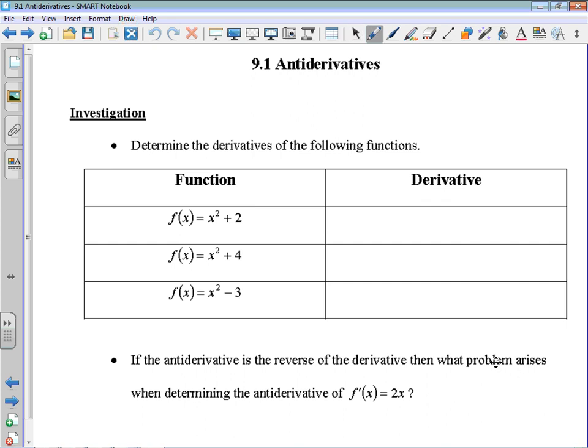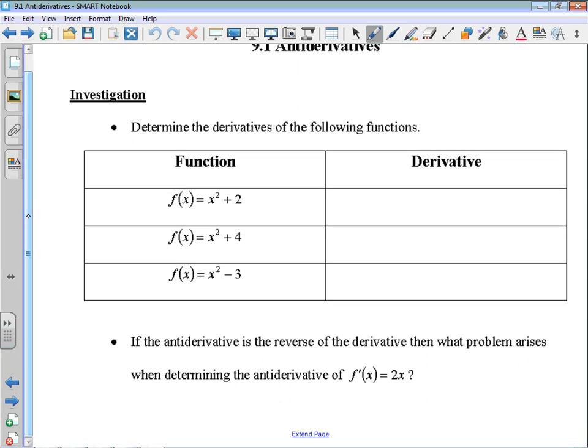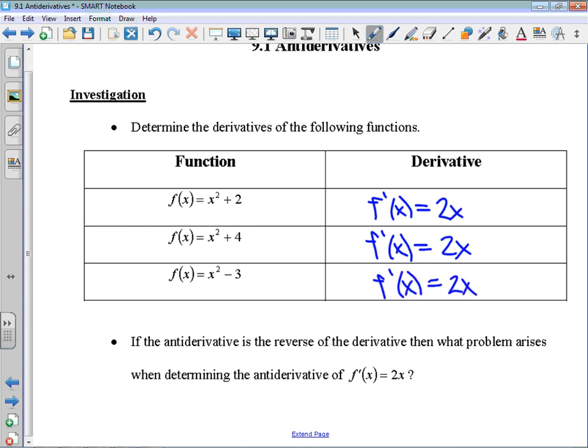So what they've done here is they've given us three different functions: x squared plus 2, x squared plus 4, x squared plus 3. And what we should notice here is that when we take the derivative for all three of these functions, I get the exact same derivative. Now, I am not saying that all three of these f of x's are the exact same function. They're not, right? The first one is x squared moved 2 units up. The second one is x squared moved 4 units up. And then the third one is x squared moved 3 units down.